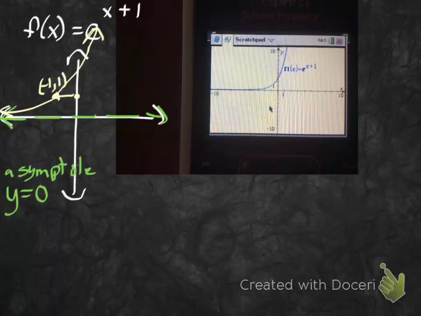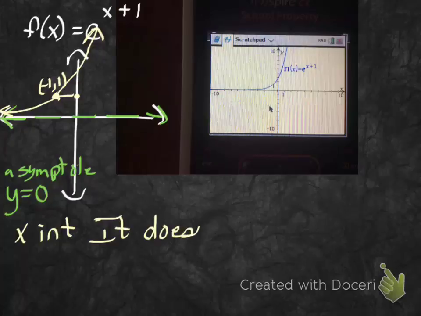So let's look at this problem. If I was to ask you, what's the x-intercept? Where would it cross the x-axis? It doesn't. The y-intercept seems like it's going to be harder.